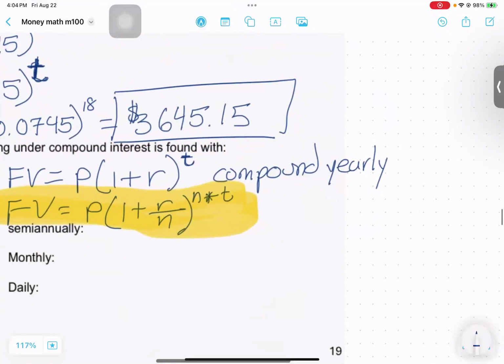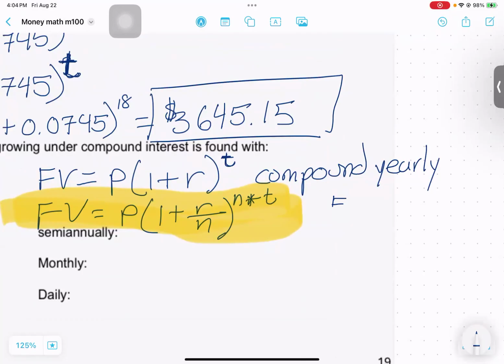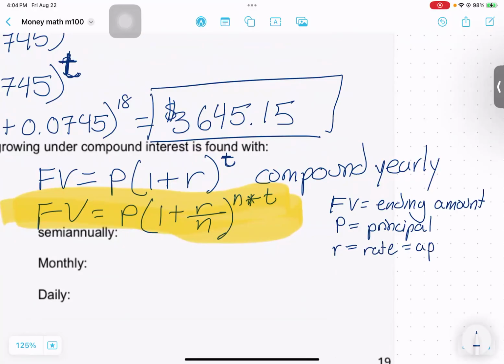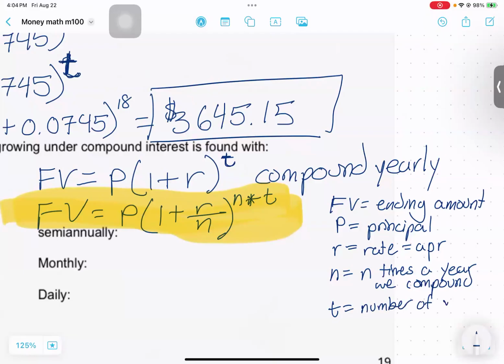I want to break this down very specifically. Future value is our ending amount. P is our principal. R is our yearly rate, our APR, right? But that's the yearly rate, and so sometimes we break it up into n times a year we compound. With t being our number of years.